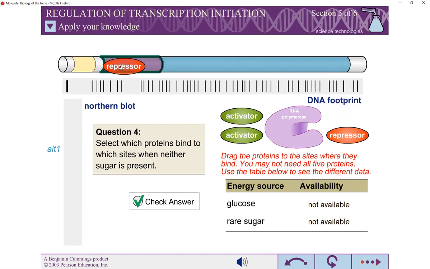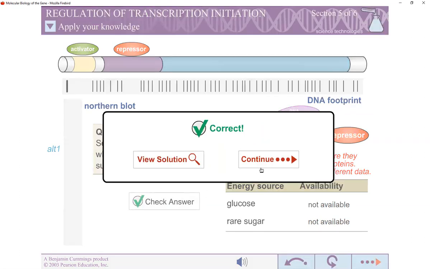So the repressor molecule is going to bind to this particular site and repress the DNA transcription that could take place, and then it would be completely repressed. The other site will be the site for the binding of the activator sequences. Drag the protein to the site where the protein binds. You do not need all 5 proteins. So this would be the site for the binding of activators. Let me check. This would be the most appropriate one. Correct.